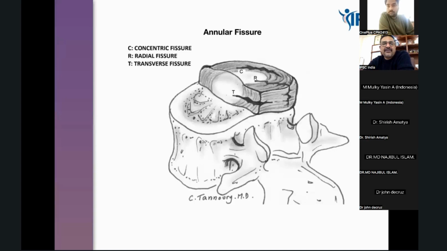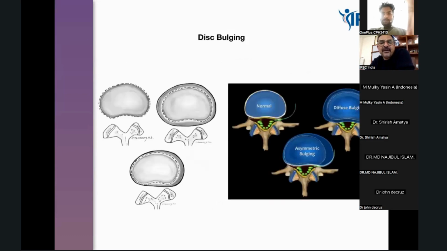So there is some nomenclature we must understand, because this will help you in understanding the pathologies, and it will also help you in understanding what kind of herniation you have and which approach you should take. These are the fissures: the concentric fissures, the radial fissures, and the transverse fissures.